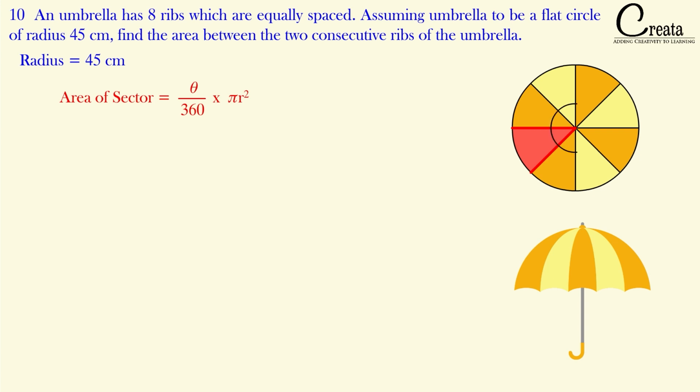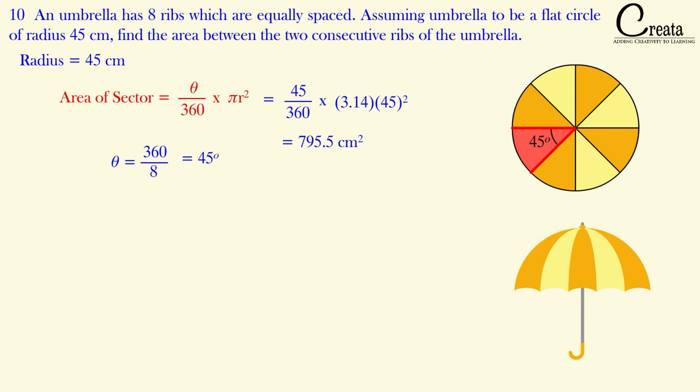For the complete revolution around the center of the circle, the angle is 360 degrees. And we have a total of 8 parts. This 360 degrees is divided into 8 parts. So each angle will be equal to 360 upon 8, that is 45 degrees. This angle theta is 45 degrees. So let's apply the formula for the area of the sector, that is theta upon 360 into pi r square. Let's put theta as 45 and radius as 45 cm. On solving, we got the answer as 795.5 cm square. That is the area between the two consecutive ribs of the umbrella.